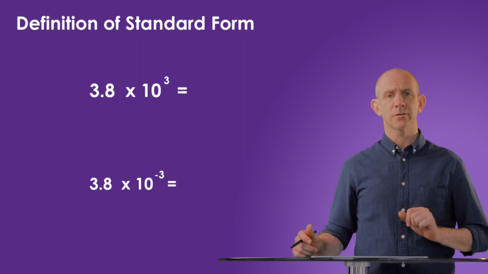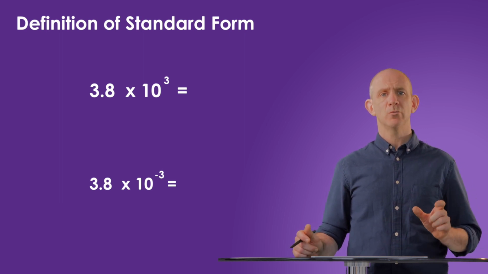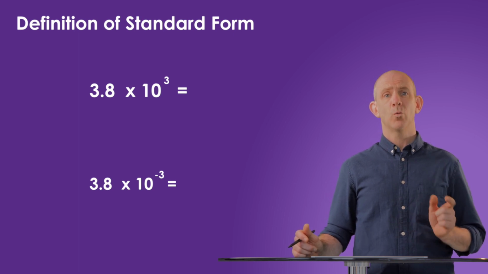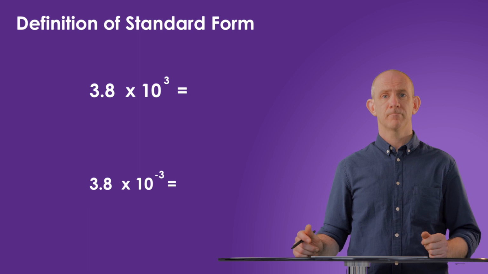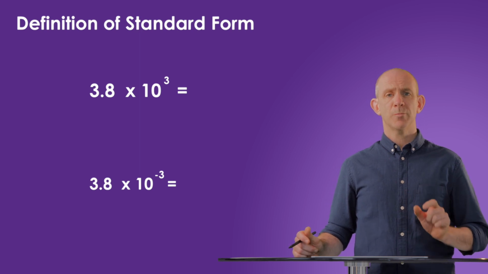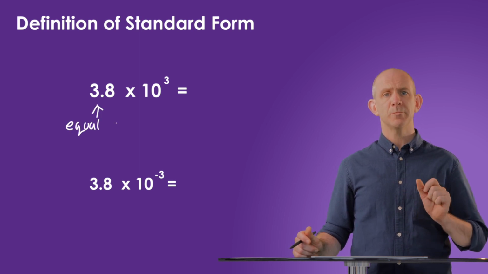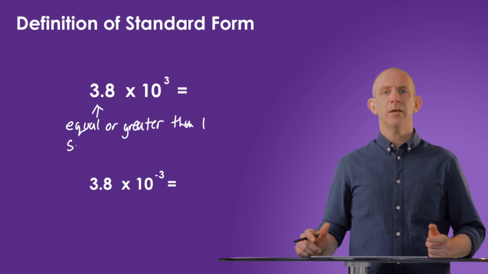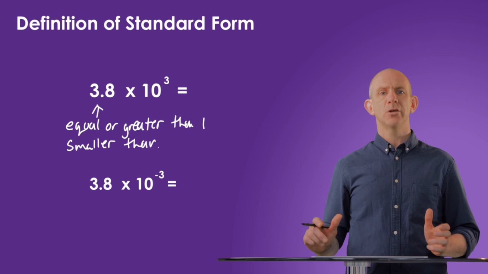There's two distinct parts to this number. The initial section, which gives us the digits to use, and the latter part, which tells us where to place the decimal point. The first part of standard form must always be equal or greater than 1 and less than 10. Therefore, it can never be more than just the unit's place value.